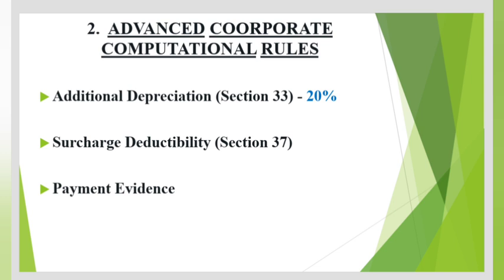If an asset is used for any non-business purpose before its business use, the additional depreciation will be denied. Surcharge deductibility, Section 37. While the 1961 Act was ambiguous, the new Act explicitly states that a deduction for surcharge is only allowed in the tax year it is actually paid, regardless of the accounting method.